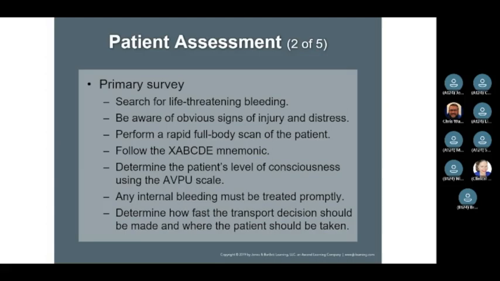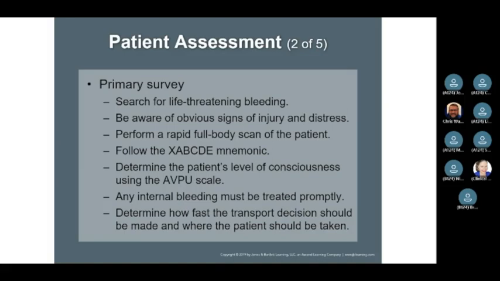Don't wait till it's too late. These patients you want to treat aggressively. Do not become sidetracked by applying dressings and bandages to a patient who has more serious problems. Determine the patient's level of consciousness upon the AVPU scale. After addressing life-threatening bleeding, next manage immediate threats to life involving the airway and breathing.